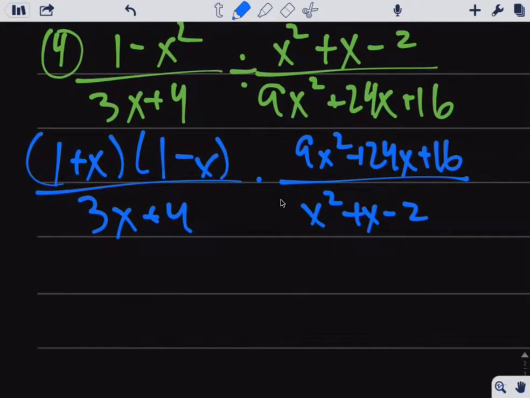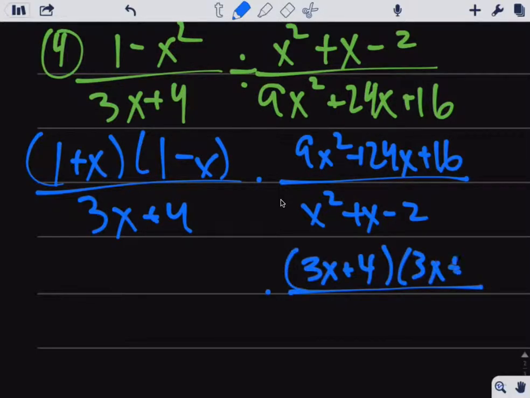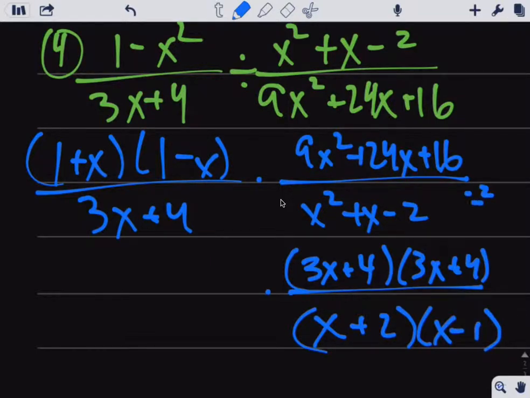Now, moving forward, we have to factor this. That looks like a perfect square trinomial, and it in fact is. It is 3x plus 4 times 3x plus 4, or 3x plus 4 squared in the bottom. For the other, we want factors of negative 2 that add to positive 1, which is 2 and negative 1. So x plus 2, x minus 1. I'm going to flip that around to x plus 1.